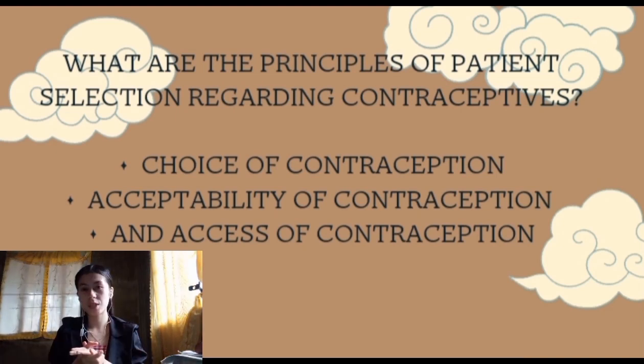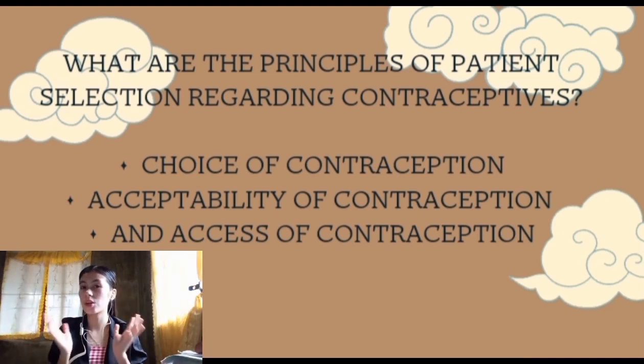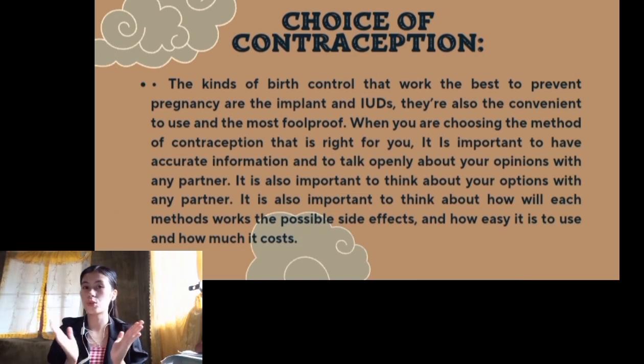So what are the principles of patient selection regarding contraceptives? First is choice of contraception. The second one is acceptability of contraception. And the last one is access to contraception. So first is choice of contraception, or choosing the right contraception for you. The kinds of birth control that work best to prevent pregnancy are the implants and IUDs. There is also convenience to use and the most foolproof when you are choosing the method of contraception that is right for you.